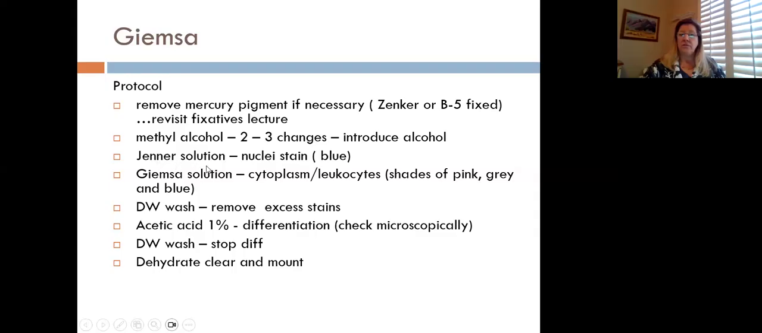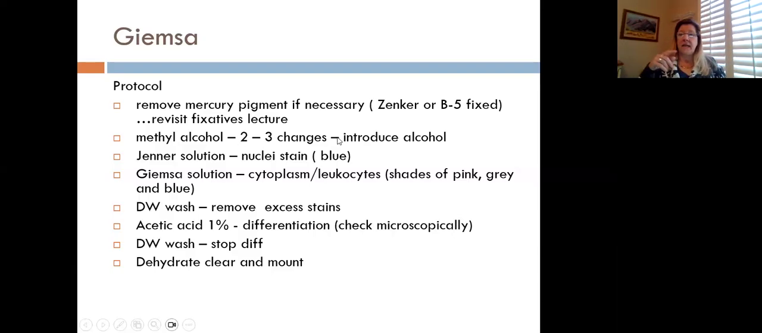Then you're going to go into your Jenner solution, and you do this methyl alcohol if you're doing a blood smear or a cytology. If you are doing a paraffin block, you've already deparaffinized and hydrated, but you're not going to go all the way to water. You're going to deparaffinize and go to 95, but then you're going to drop it back into 100% methyl alcohol for 2 to 3 changes.